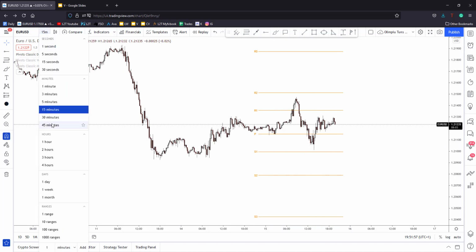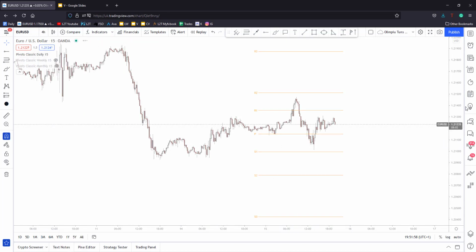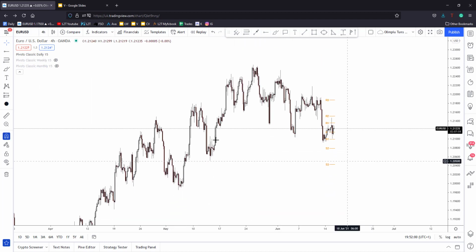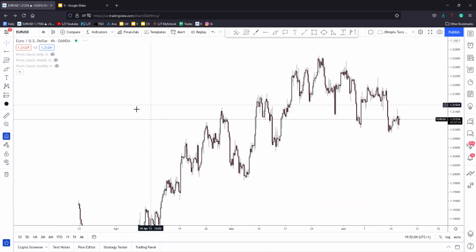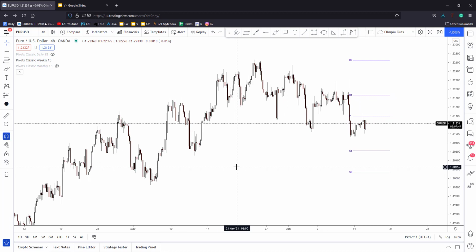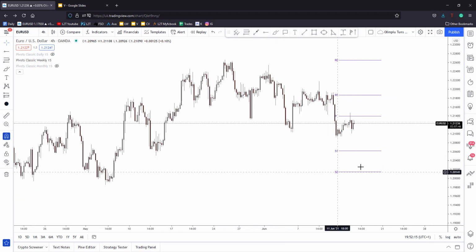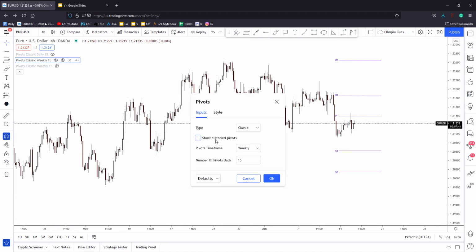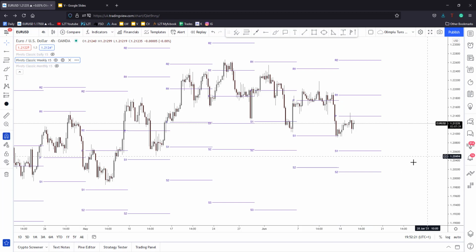Okay, that's why I've told you that you should use other tools, other indicators to really spot and identify great trading opportunities. So I will use here on the 4-hour chart the weekly pivot points, and right now I will use also historical pivot points.